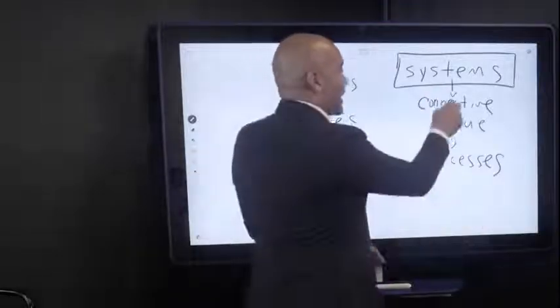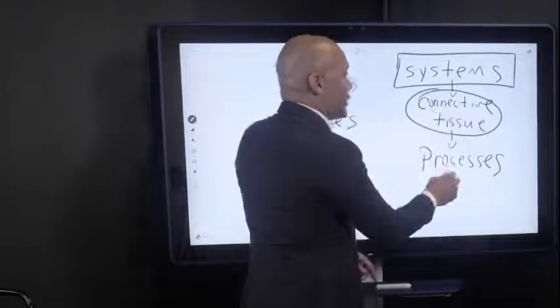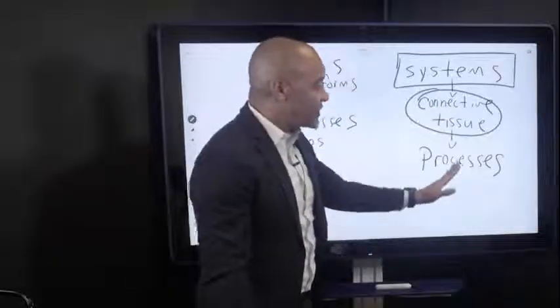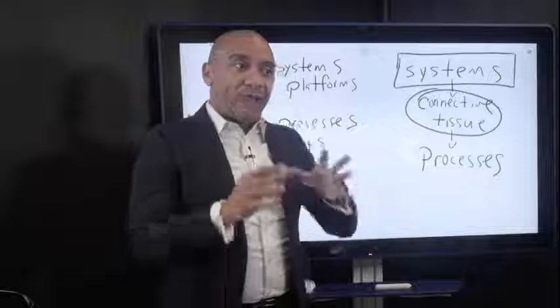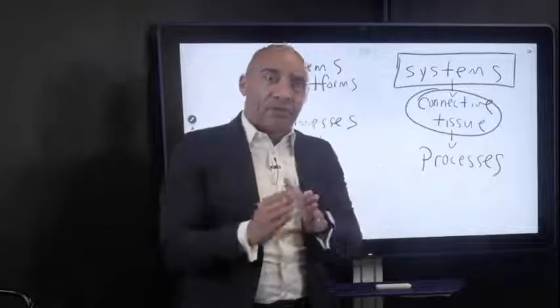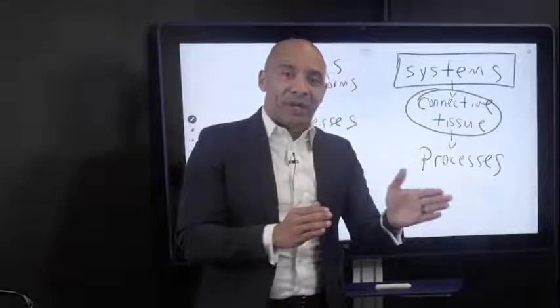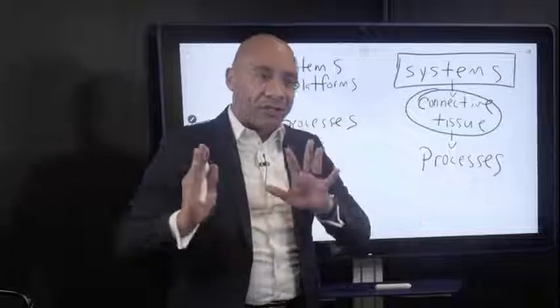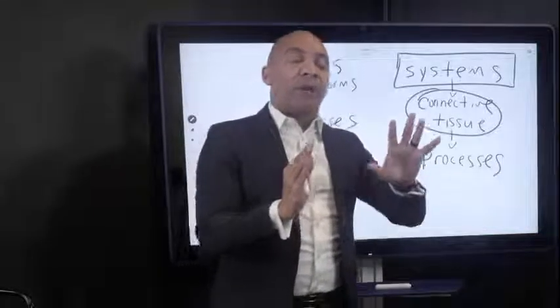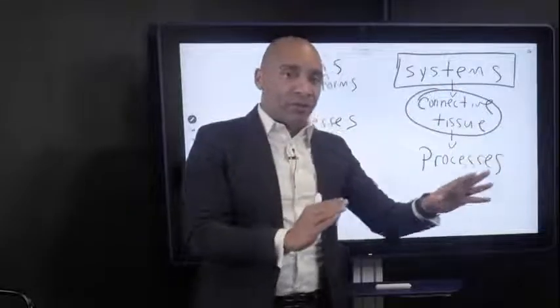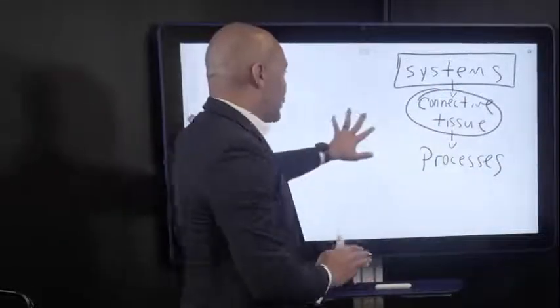So this is the connective tissue. The connective tissue is you making sure that you have some type of flow that you've charted out to start tracking and measuring what you're actually doing. And so this is what brings you into your organizational flow chart.